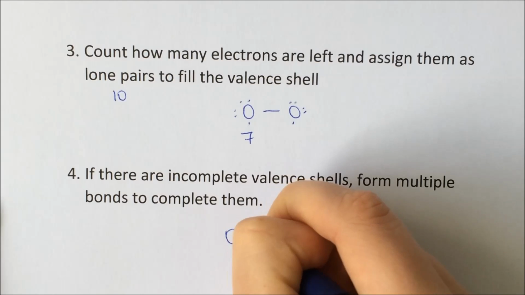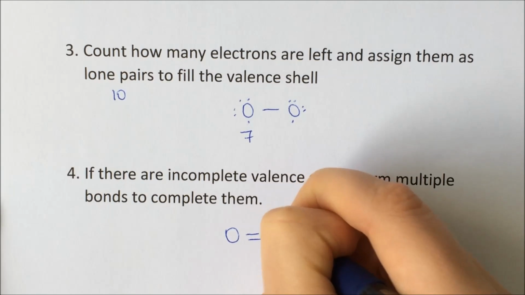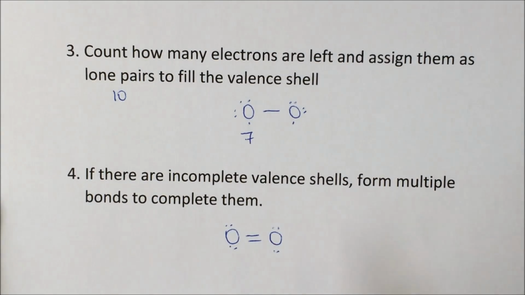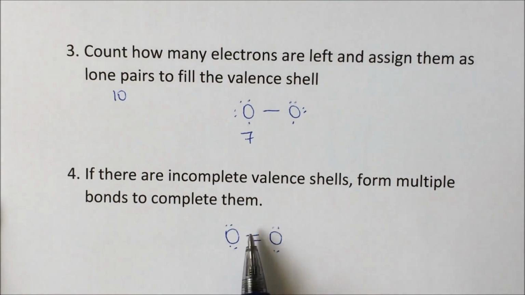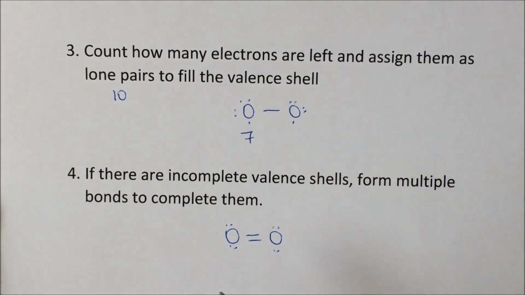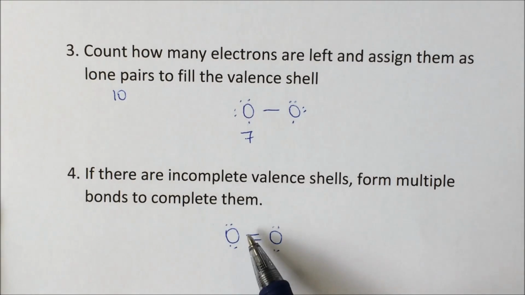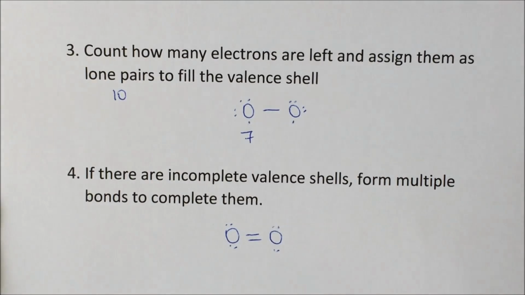So let's make a double bond between our oxygens and assign the rest of our electrons. Here you can see we've got 1, 2, 3, 4, 5, 6, 7, 8, 9, 10, 11, 12 electrons altogether. We've still accounted for our 12 electrons. But let's have a look at how many electrons each oxygen has. This oxygen on the left has 1, 2, 3, 4, and then it has 1, 2, 3, 4 from the bonding pairs. So this is the Lewis structure for oxygen.